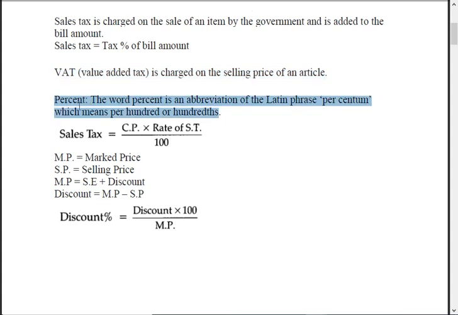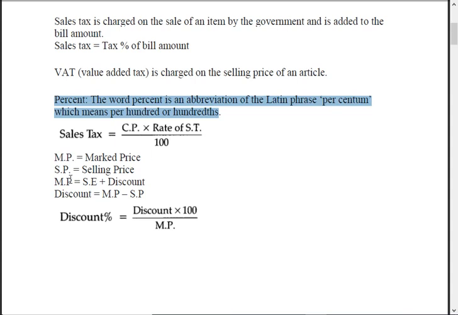What is percent? We always say per cent. See here, cent means 100, so per 100. The word percent is from the Latin phrase per centum, which means per hundreds. There is also something called per mille, right? That is per thousand. So GST equals cost price into rate of GST upon 100. Okay, so this is again the repetition.